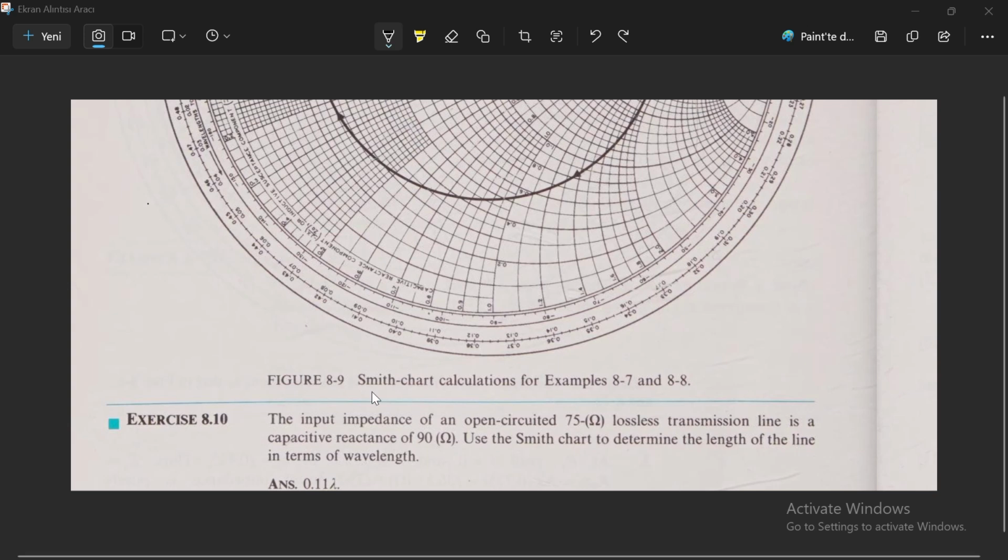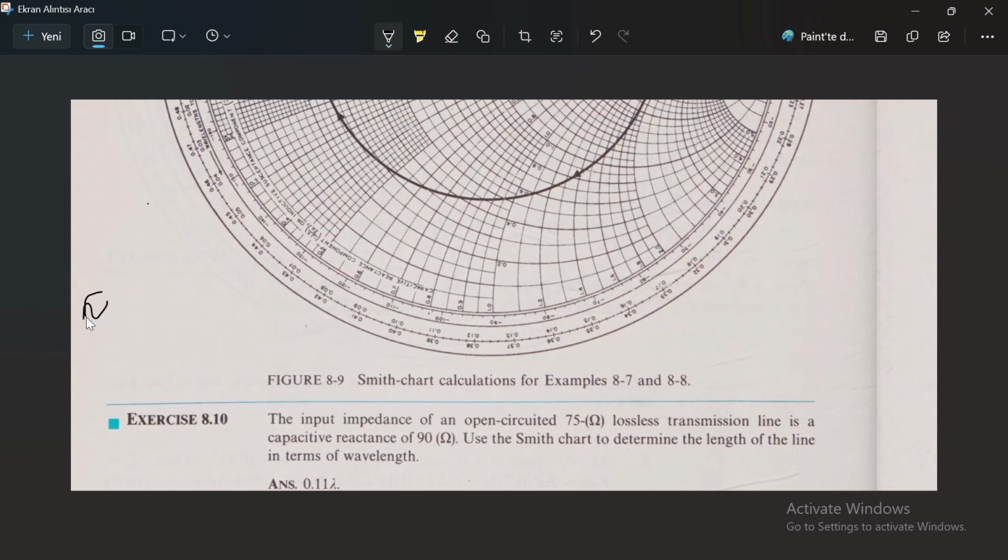So, I think we can start. The input impedance of an open-circuited 75 ohm lossless transmission line is a capacitive reactance of 90 ohm. Use the Smith chart to determine the length of the line in terms of wavelength. Let me try to draw the circuit first. Let's say this is our generator. I'm drawing with the touchpad, so it may look quite crooked.